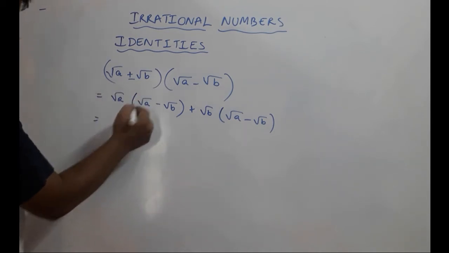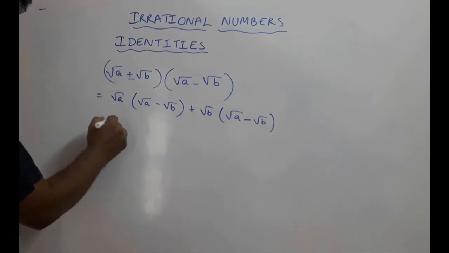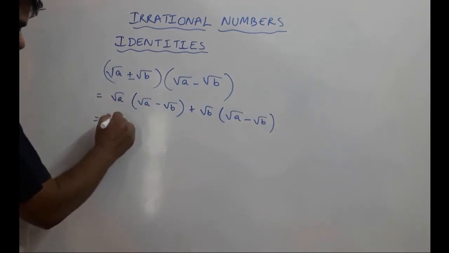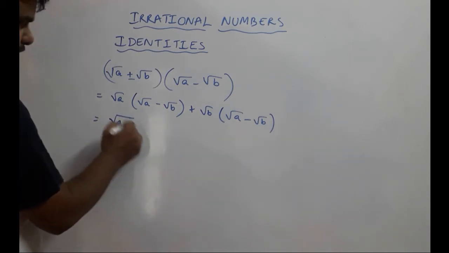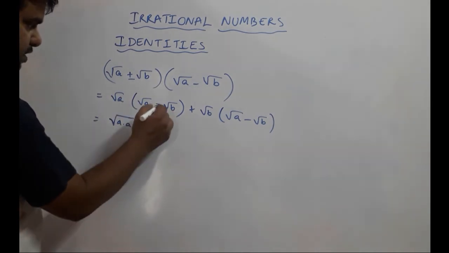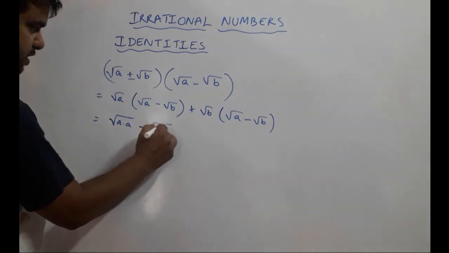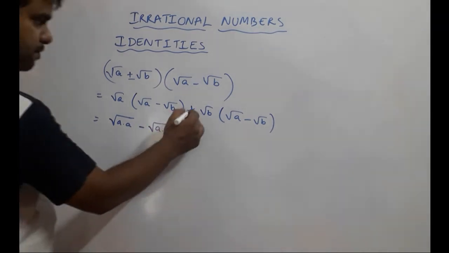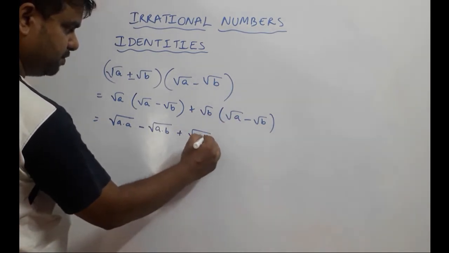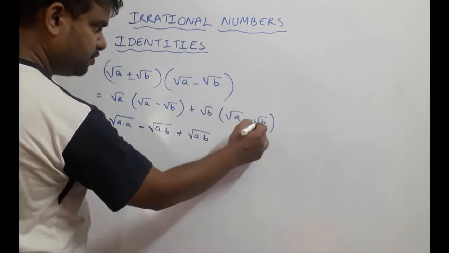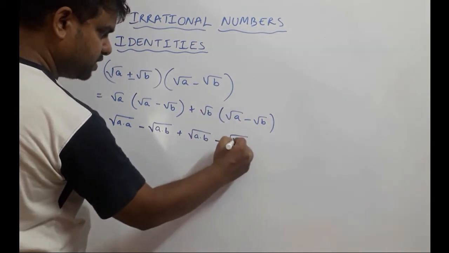Square root into square root, the square root sign goes off, so we are left with just a. Let me multiply and show it to you. Square root of a into square root of a can be written as a dot a, or a multiplied by a. Square root of a into minus square root of b will give us a minus sign outside, and this will become a dot b. Then plus sign over here, square root of b into a will give us square root of a dot b again, and square root of b into minus square root of b will be minus sign outside, and b into b, so that will be b dot b.